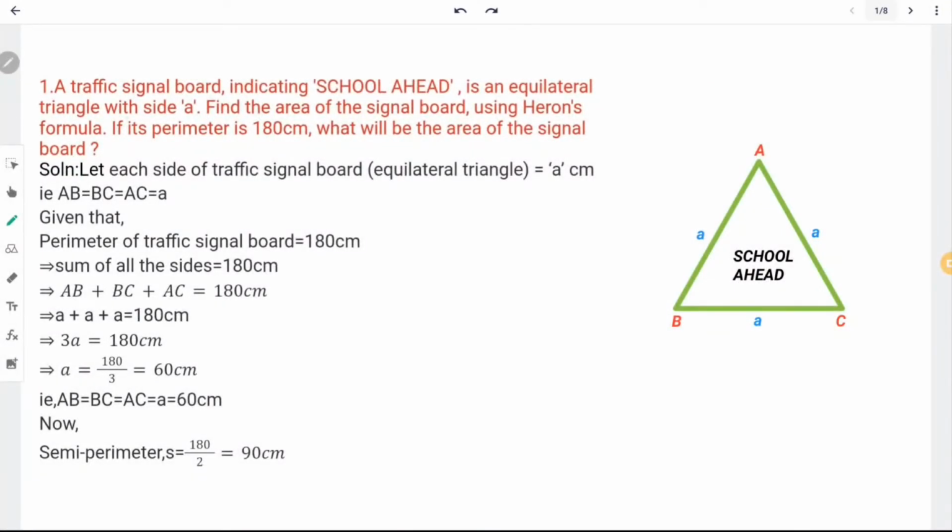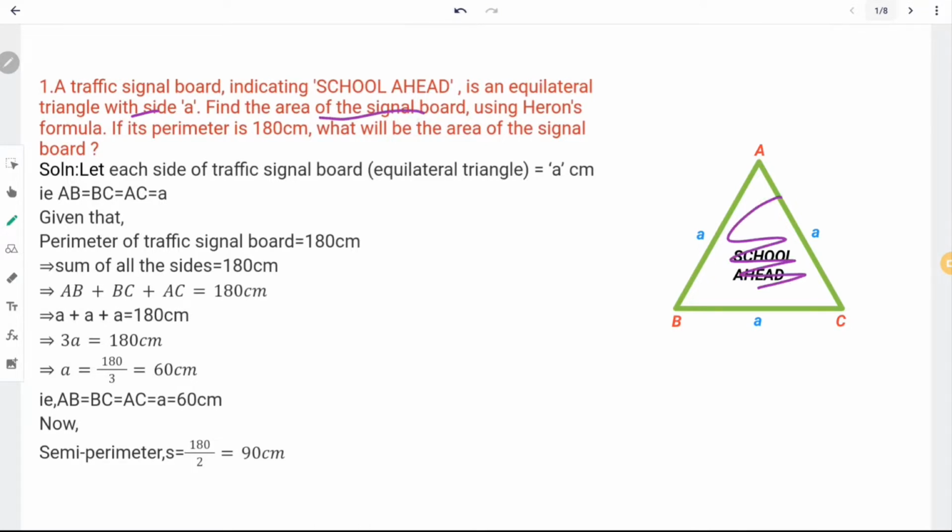Alright, chapter 12, the first question. A traffic signal board indicating school ahead is an equilateral triangle with side a. So this is a signal board, right? And one thing you'll notice is the question says it is an equilateral triangle, which means all the sides are all equal. So we're going to take each side equal to small a. Find the area of the signal board.